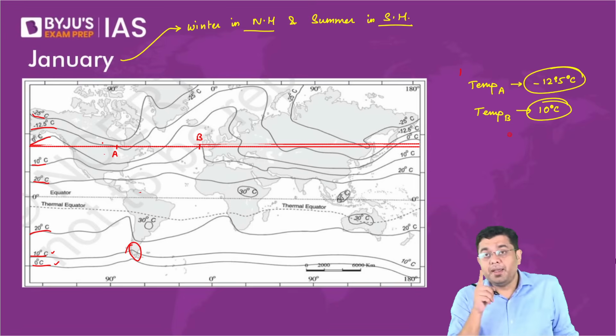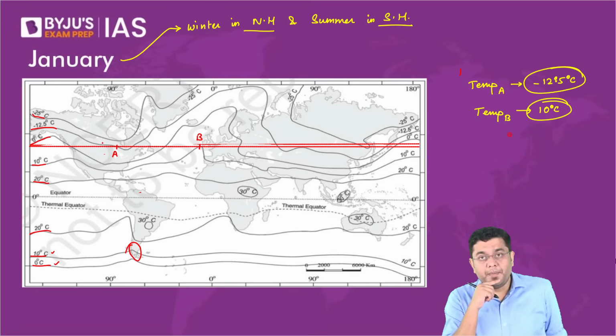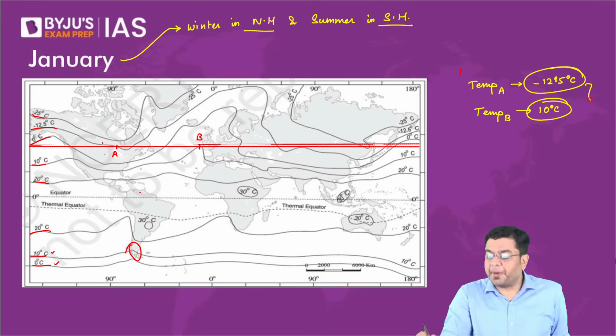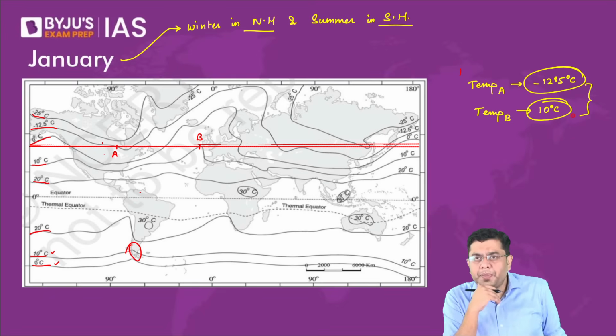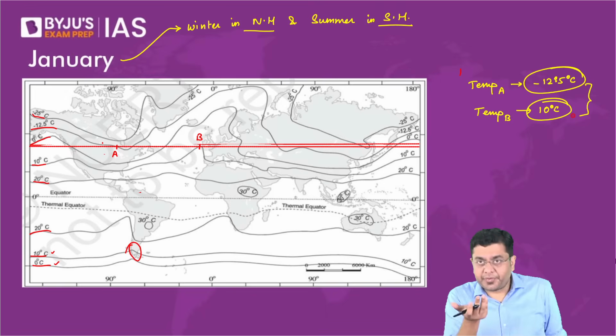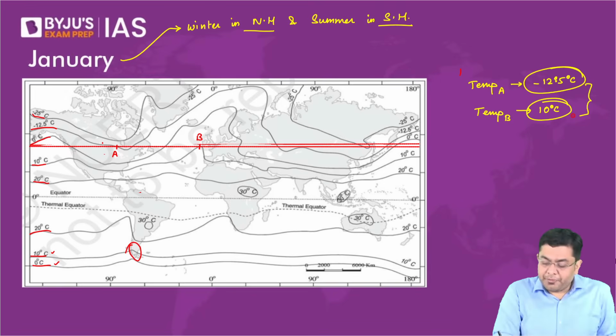Now, A and B, they are at the same latitude here. But observe the difference in temperature. It is quite significantly large. And which is warmer? Water body is warmer. Why? Because the land has lost heat at a very quick pace. That is why, even if you consider this region, for example, let's consider this region here.